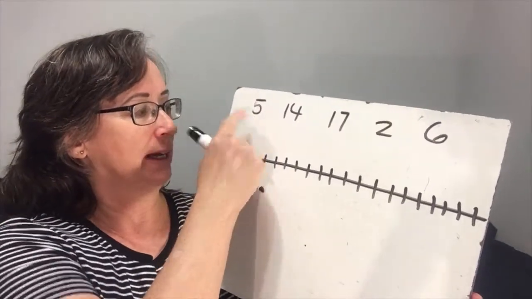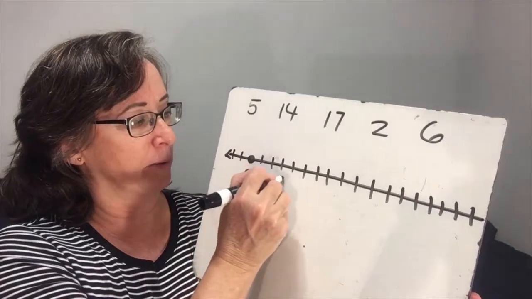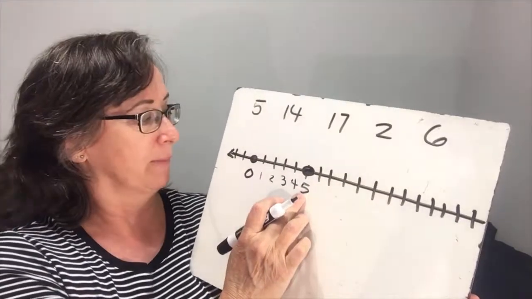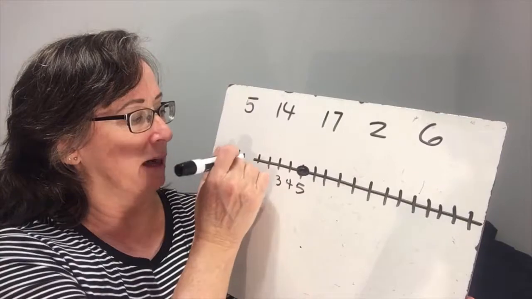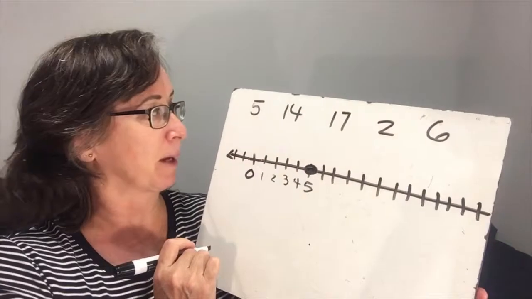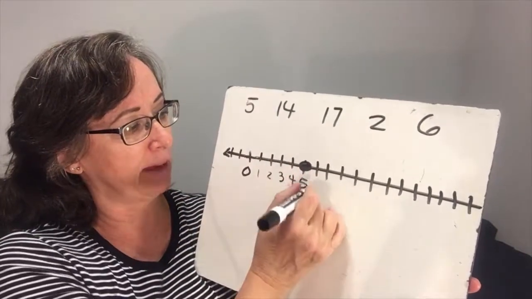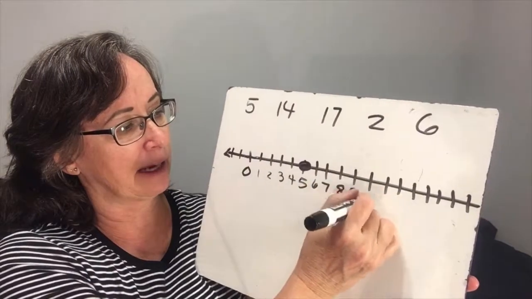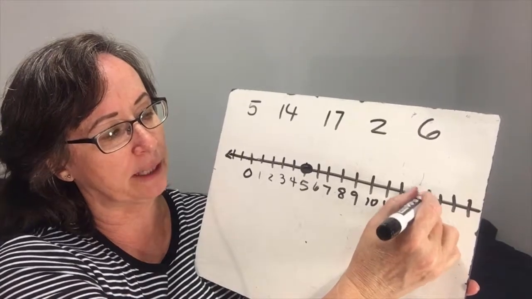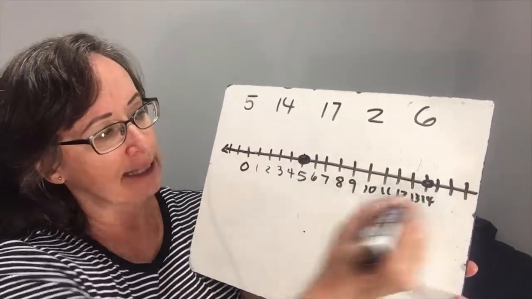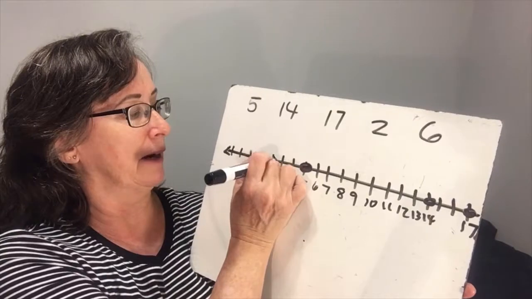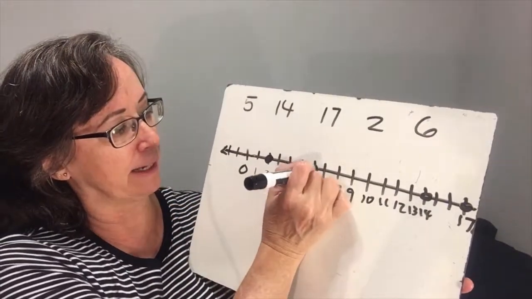So 5 is going to be 0, 1, 2, 3, 4, 5. So we're going to put the 5 right here with its coordinate. Okay, and I'm going to take the 0 and not make it a point. I'm just going to make it a little hash mark there so it doesn't look like it's one of our points. 14, if that's 5, 6, 7, 8, 9, 10, 11, 12, 13, 14. So we'll put a point on 14. 17 will be 3 after that, so that's 17. 2 is right here. And 6 is right here.